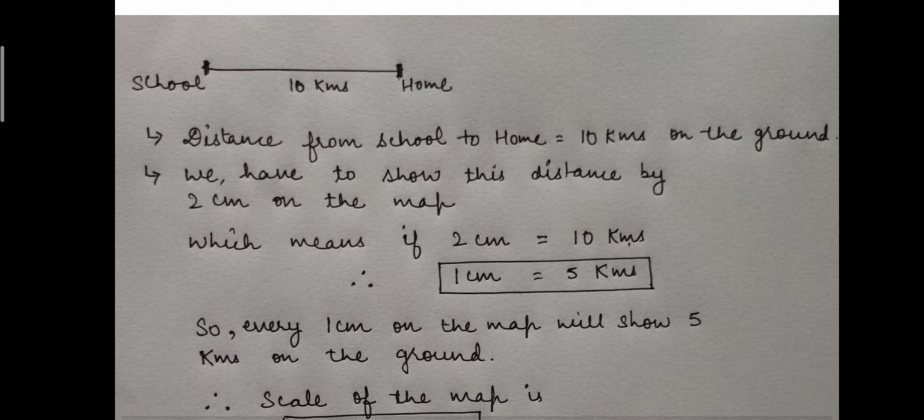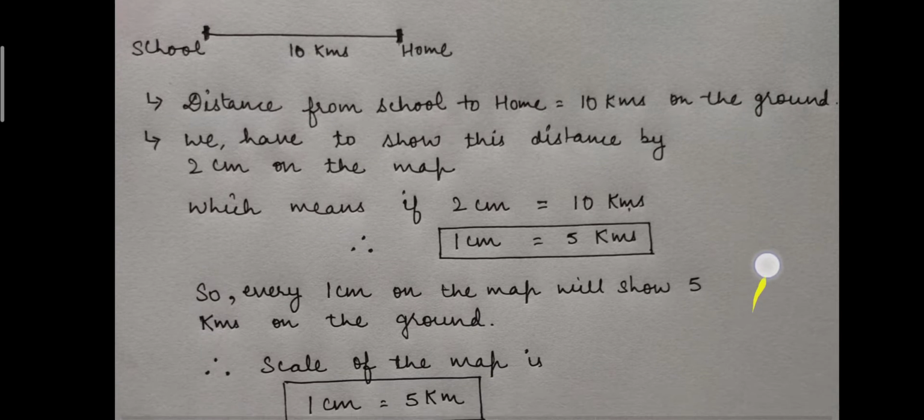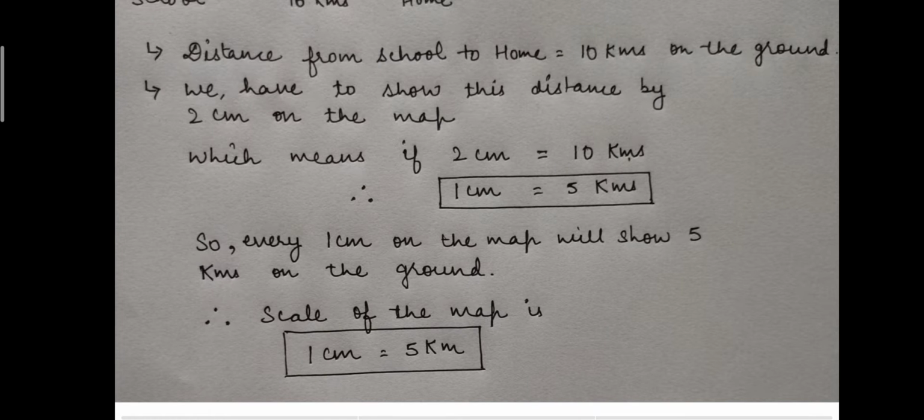If I am drawing one line of 1 centimeter and one line of 1 centimeter again, that means in 2 centimeter I am showing 10 kilometer distance. So every 1 centimeter on the map will show 5 kilometers on the ground. Therefore, the scale of the map is 1 centimeter is equal to 5 kilometer. This value is only for this example that was given in your book. Every map has a different scale.